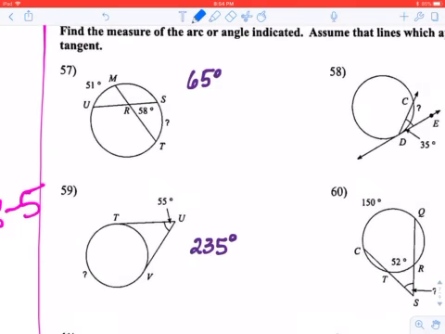The measure of the angle or arc, and so on. Yeah, let's do 57 definitely.